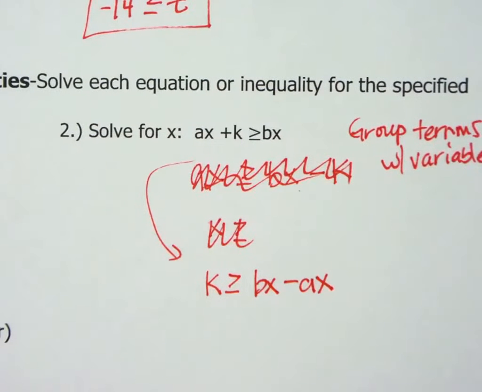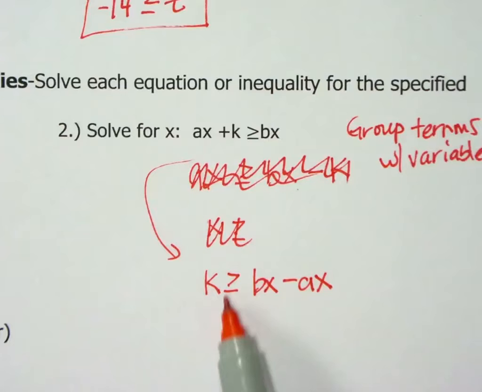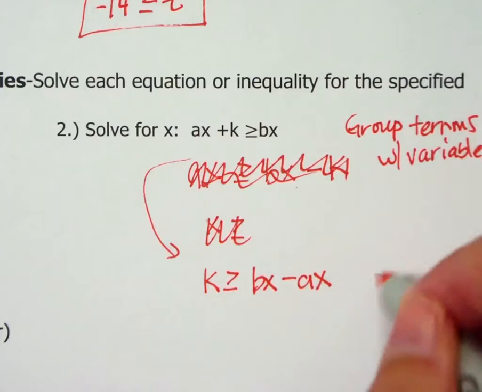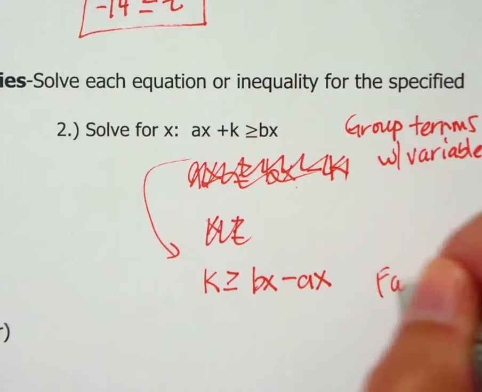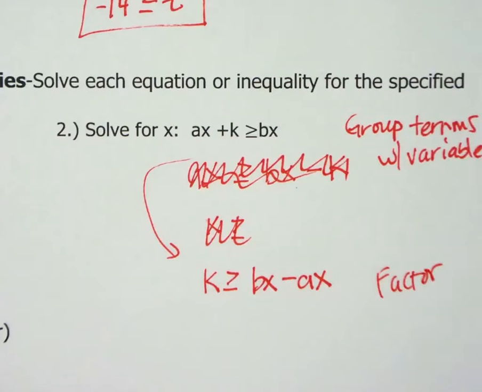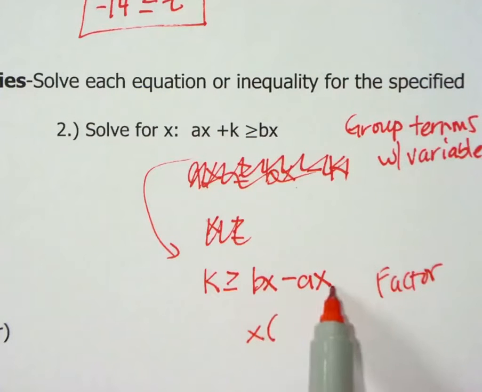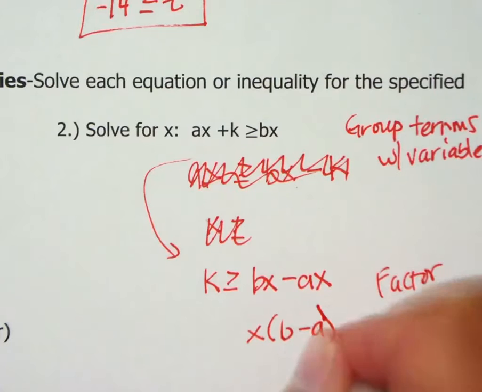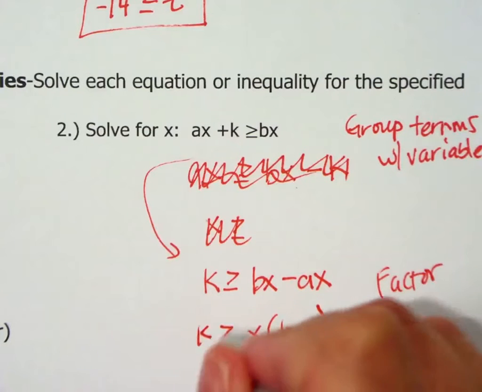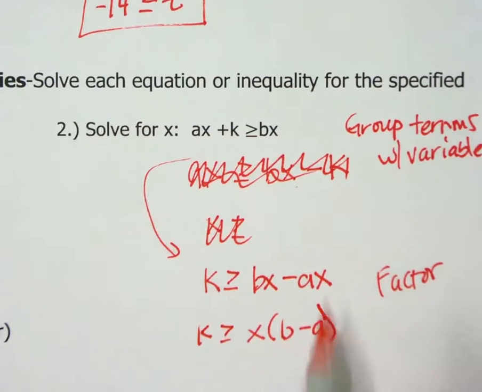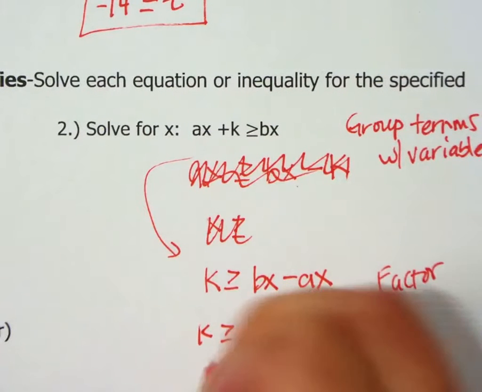So if I subtract ax to the other side, I get k is greater than or equal to bx minus ax. Now, once you have those terms with that variable you're solving for on one side, then what you're going to do is factor out that variable. So what I mean by that is I'm going to factor out a GCF, which is x, from both of those terms. That leaves me with b minus a. So k is greater than or equal to x times the quantity b minus a. Now I can divide by this entire quantity b minus a to get x by itself.